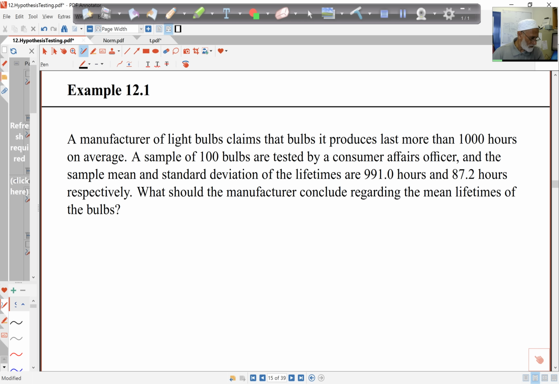As another example, we're looking here at a manufacturer who claims that the light bulbs they produce last more than 1,000 hours on average. So that's our mean. A sample of 100 light bulbs were tested. They gave a mean lifetime of 991 hours and a standard deviation of 87.2 hours. What should we conclude about the manufacturer's claim here? So here, first of all, we start off by defining a variable of interest. So let mu denote the mean lifetime of the light bulbs.